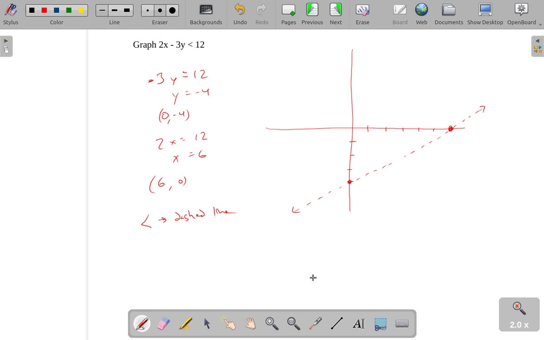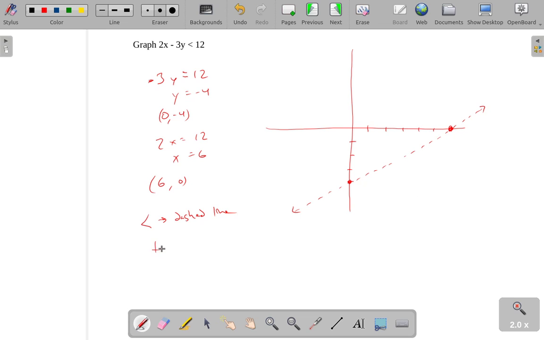And now I need to figure out which way I would shade. Do I want to shade this way, above and to the left, or do I want to shade this way, below and to the right? It's not exactly clear when I'm looking at this which way I want to shade, but what I do know is that any point on the correct side of the line will satisfy the inequality. Any point that's not on the correct side of the line will not.